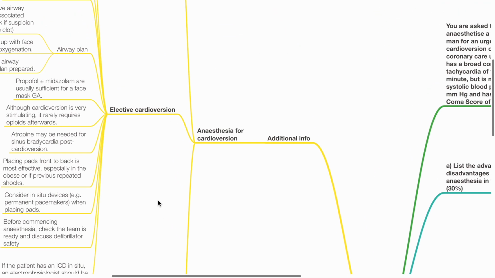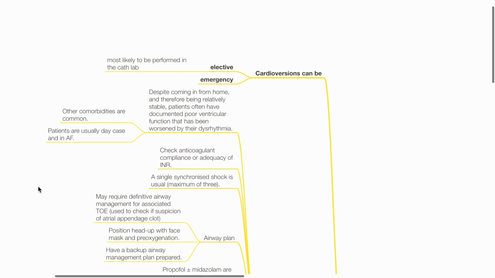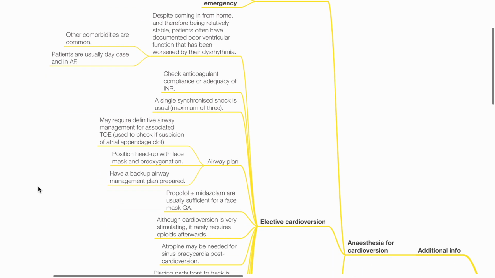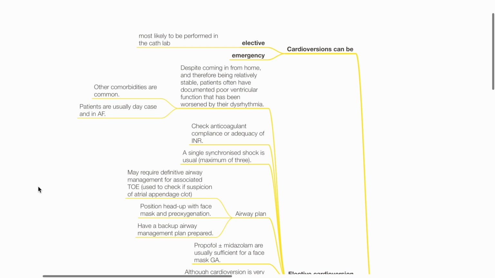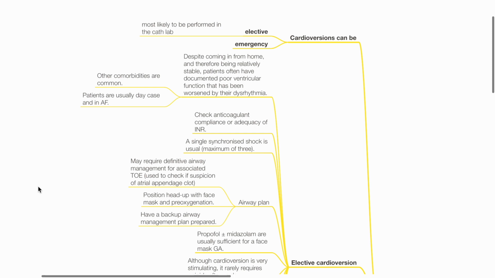Additional information. Anesthesia for cardioversion. Cardioversions may be elective or emergency. Elective cardioversions are most likely to be performed in a cath lab. Elective cardioversion. Despite coming in from home and therefore being relatively stable, patients often have poor ventricular function that has been worsened by their arrhythmia. Other comorbidities are common. Patients are usually day case and in AF. Check anticoagulant compliance or adequacy of INR.